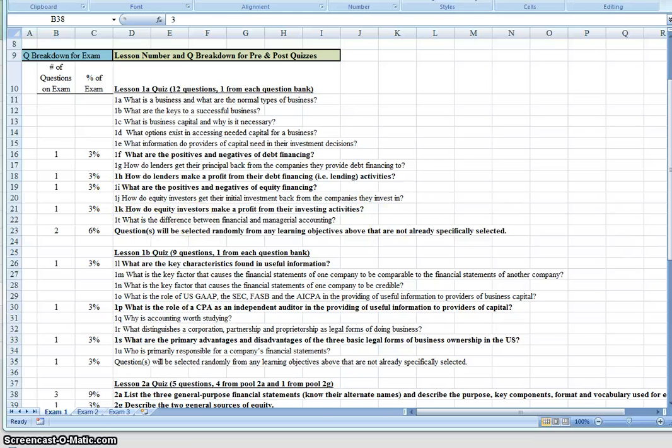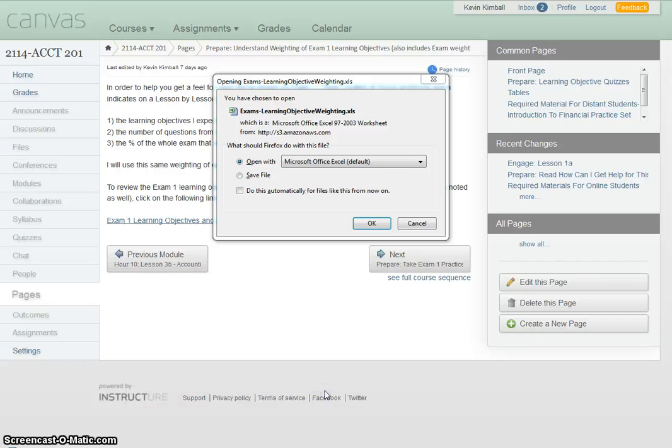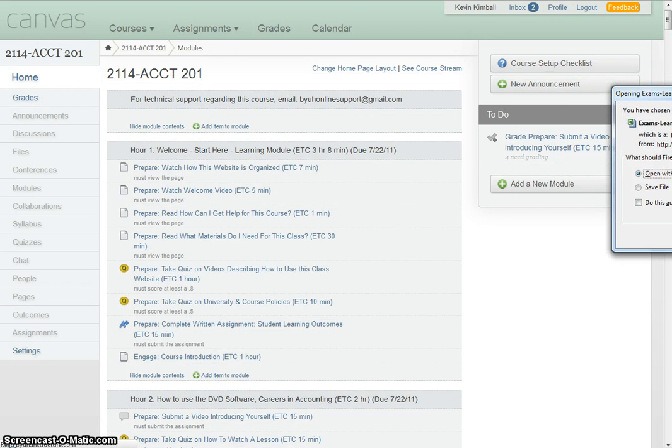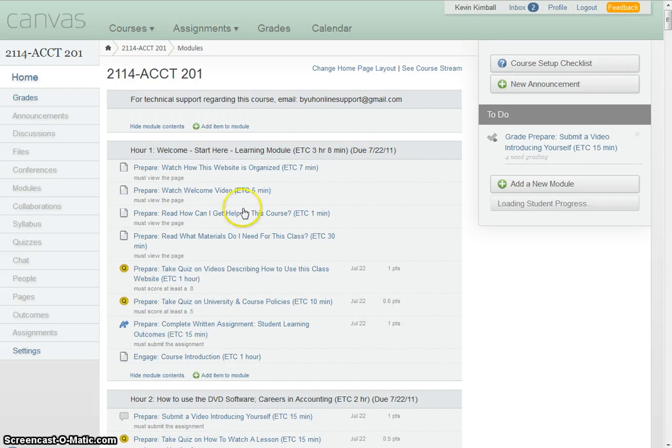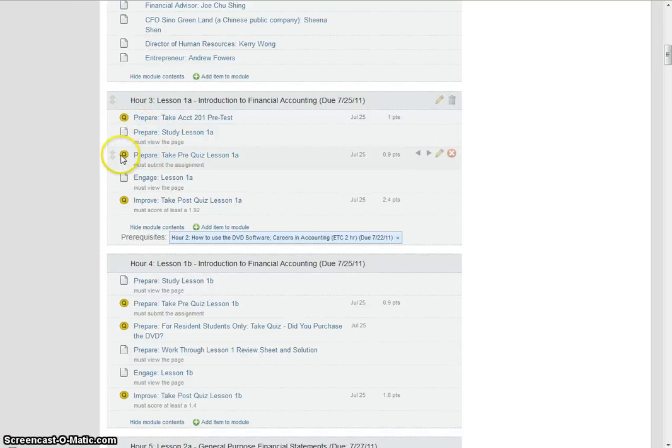As you take the class, remember that the prepare assignments you should complete before class. Let's go down to the hour 3 and 4. Prepare things you do before class. Engage is what we'll do in class, and improve is what we should finish by midnight, 11:59 p.m. after class. And so all students should have everything done related to hours 3 and 4 prior to 11:59 p.m. the day of class.